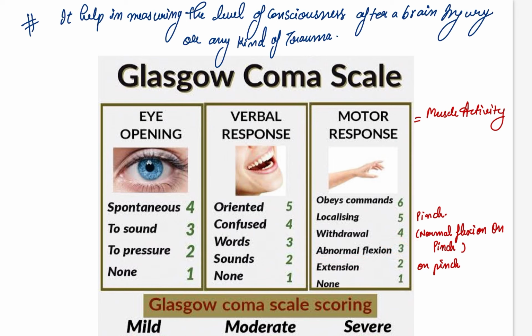And on pinching, if he is in extension, extending his arm and not even flexing, but showing some response, right? It's not that there is no response; there is a response, but it's not flexion, it's extension. So we give a score of 2. If there is no response on pinching, then we give a score of 1. It means no response, right?